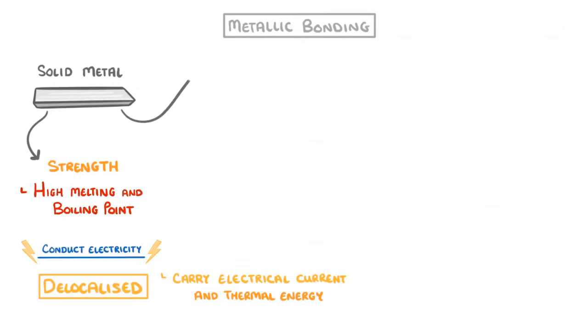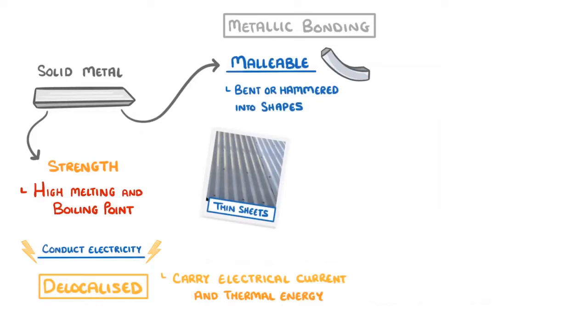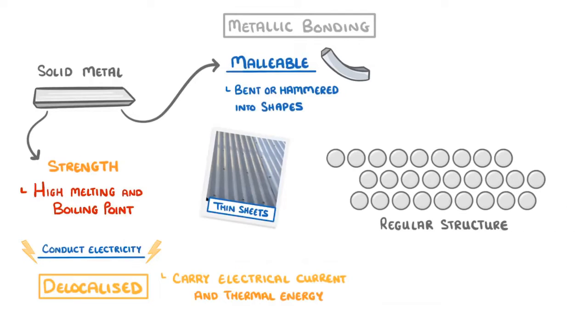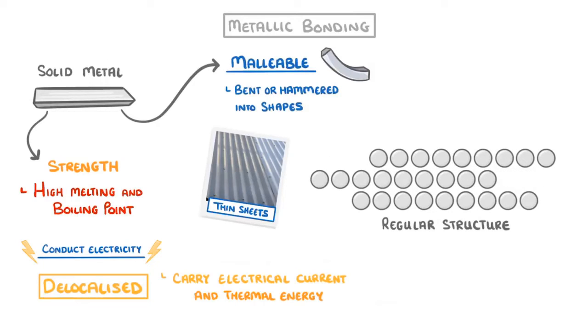Another important property is that metals are malleable, which means that they can easily be bent or hammered into shapes, for example into thin sheets. This can be a bit confusing because we think of metals as being strong, and in many ways they are. But the fact that metals have such a regular structure means that the different layers can slide over one another. So they're not quite as fixed as you might have thought.